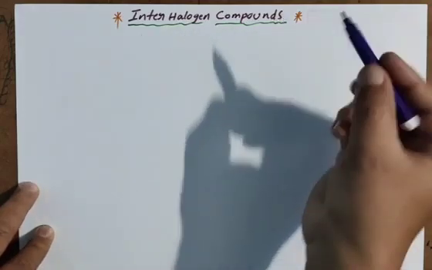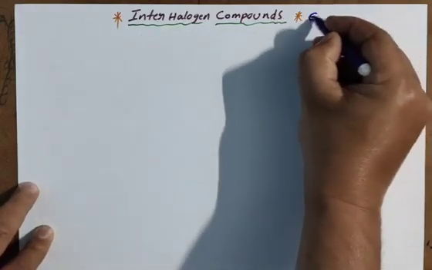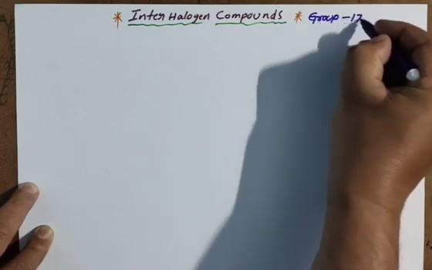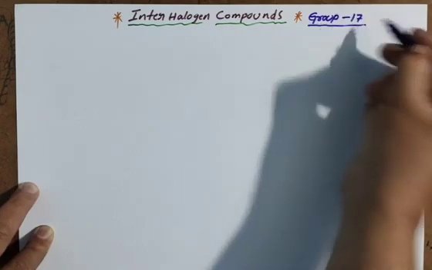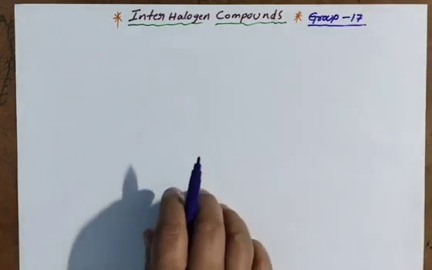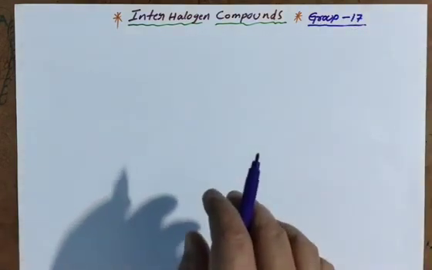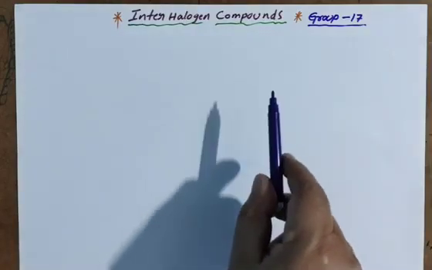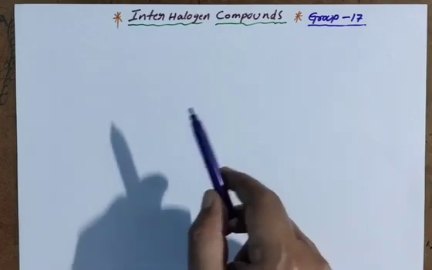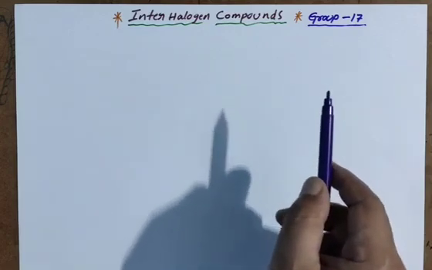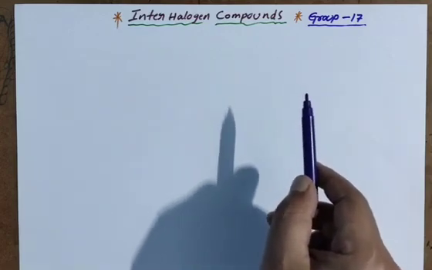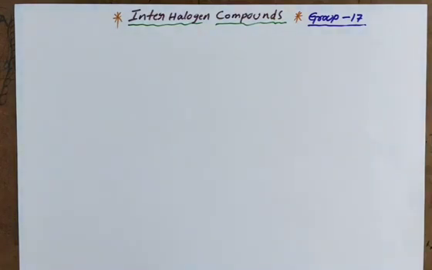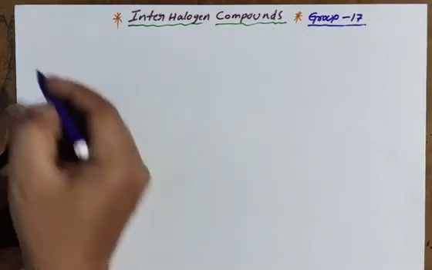Today the concept is interhalogen compounds, that is group 17 interhalogen compounds. In this session I am going to explain preparation of interhalogen compounds and properties. Properties are very important for competitive exams as well as for board level also. First we have to discuss what interhalogen compounds are.